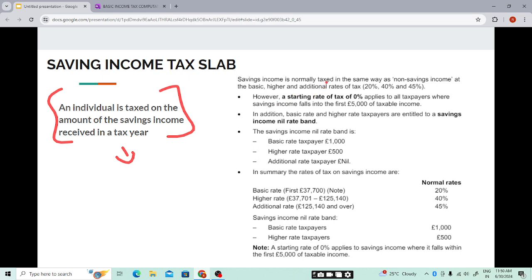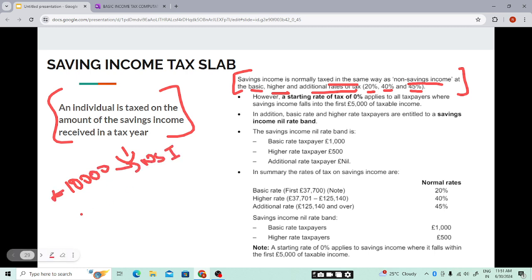Saving income is normally taxed in the same way as non-saving income, at basic, higher and additional rates of tax, that is 20, 40 and 45. The same rates apply and it is calculated the same way. However, here you need to follow an order. First you calculate the tax on the non-saving income, for example 10,000. After that you have a further 10,000 of saving income.